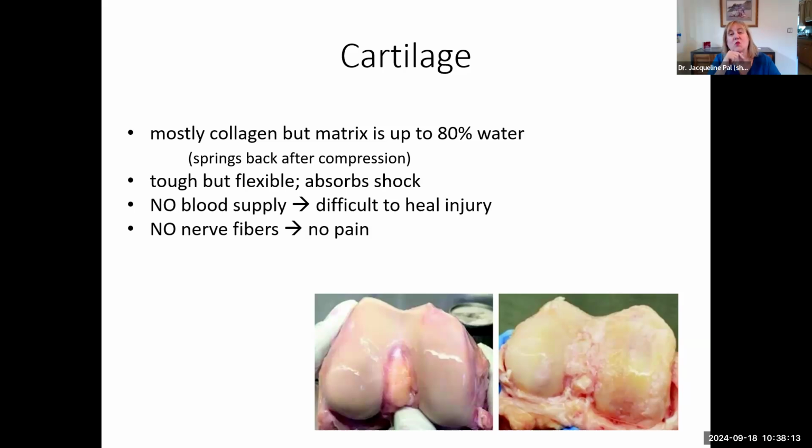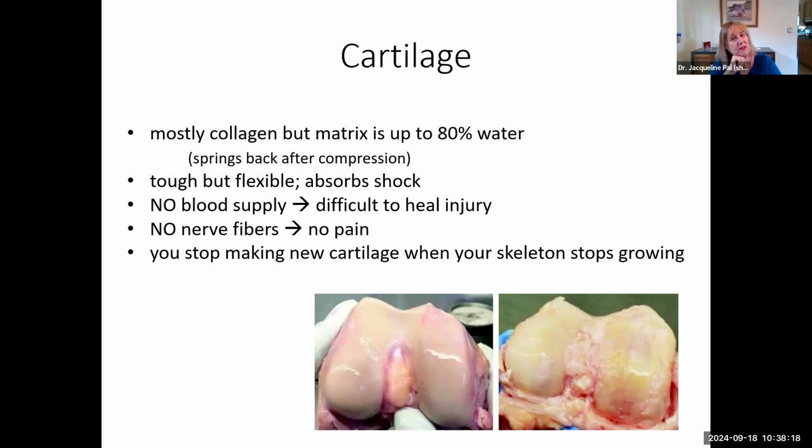Okay. And there's one other piece about cartilage that's bad news. You stop making new cartilage when your skeleton stops growing. So as a child, you're making new cartilage, which is great. In your adolescence, when you're having your growth spurts, you're still making new cartilage. But once you quit having your growth spurt, whatever age that is, you're not making new cartilage. So the only thing you're doing is trying to repair the cartilage you have.